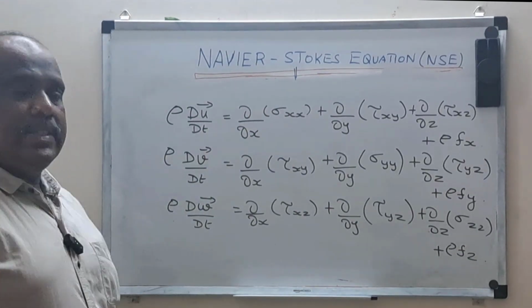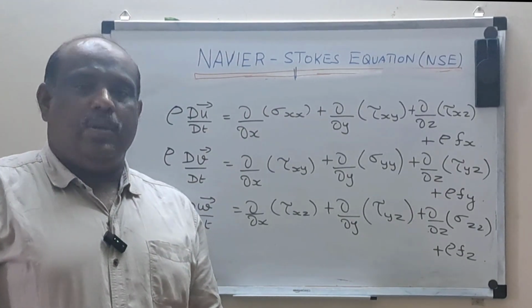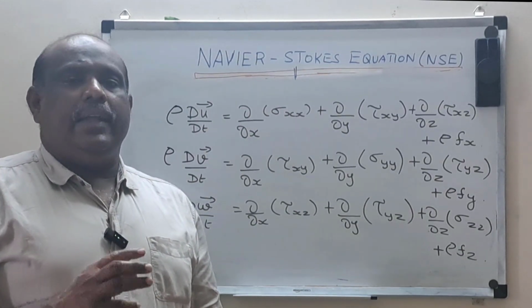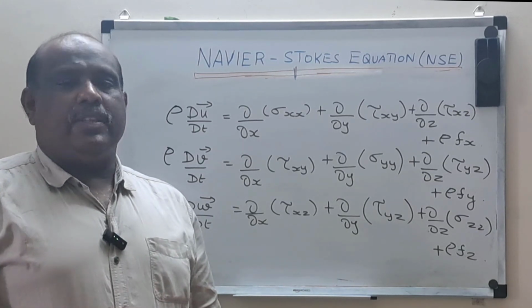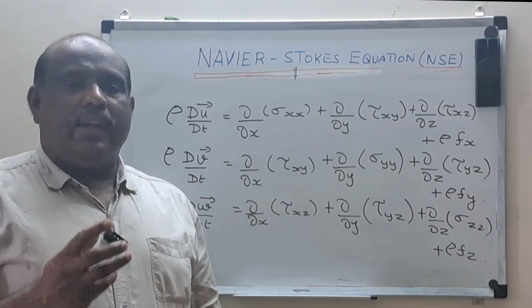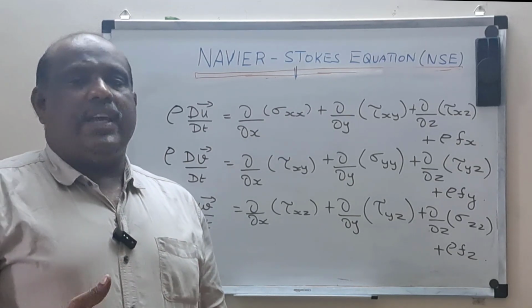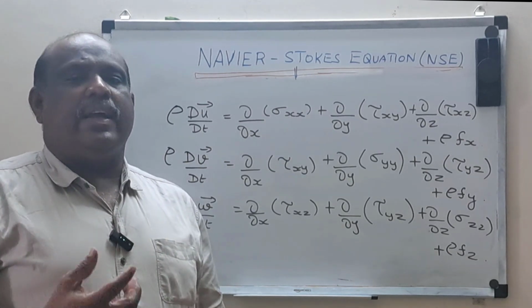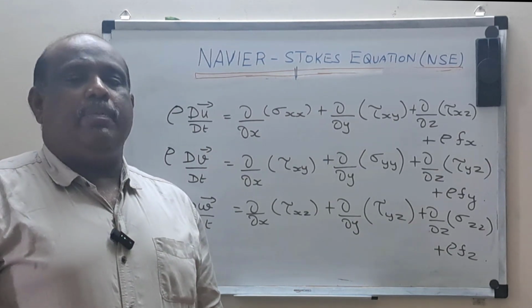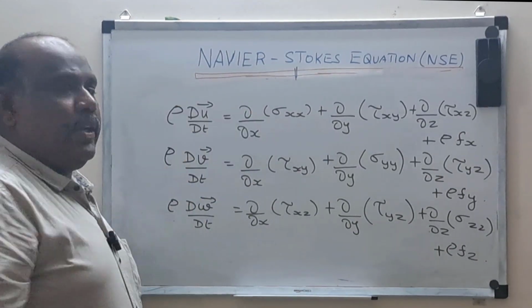So these three equations are known as the general Navier Stokes momentum equations for a real fluid. A real fluid means a fluid which possesses viscosity. For that particular fluid, the corresponding conservation of momentum equation is known as the Navier Stokes equation.